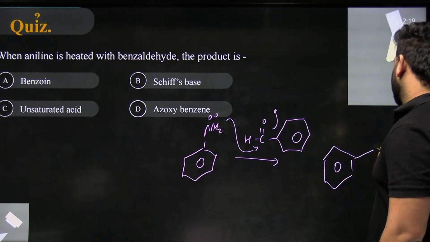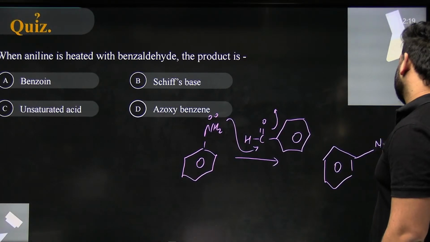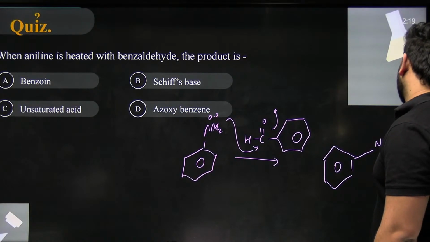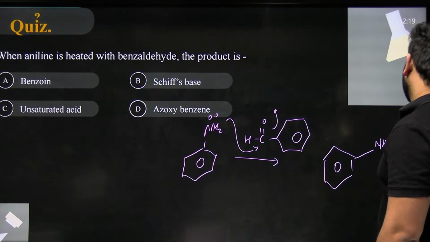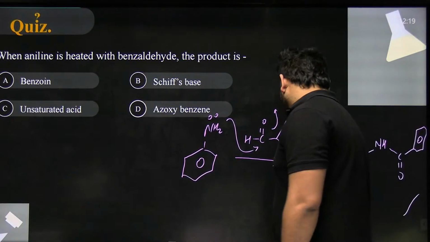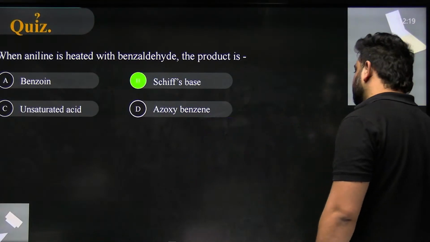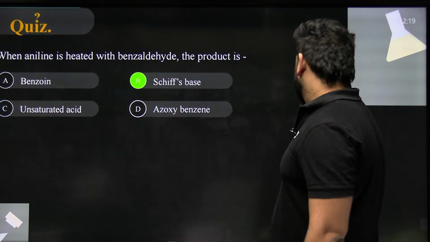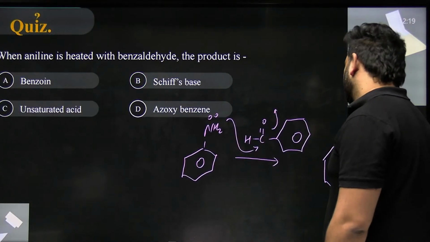So this is how this will look. NH, then we have C double bond O, and another benzene like this. So N-phenyl benzamide. This is called N-phenyl benzamide. What have we formed here?